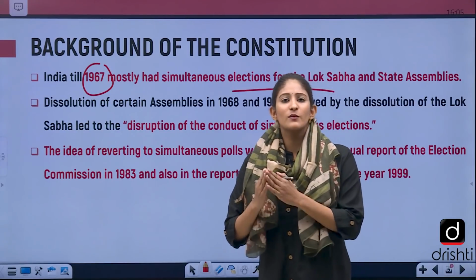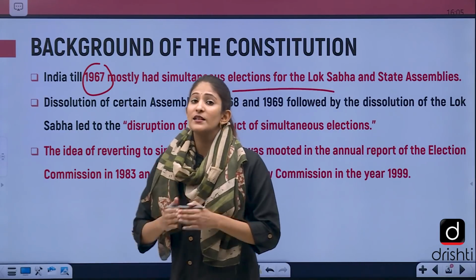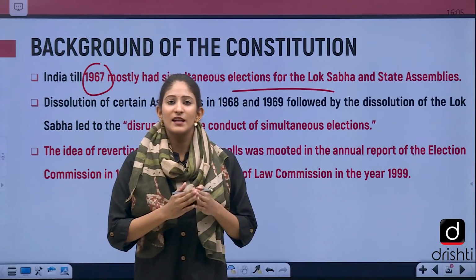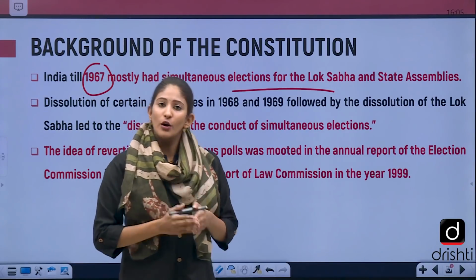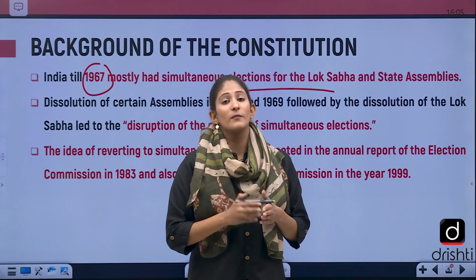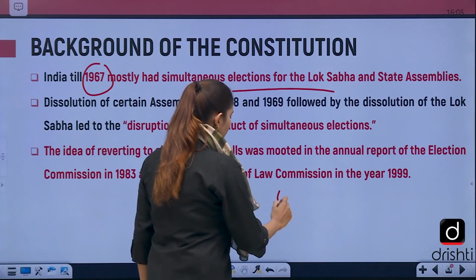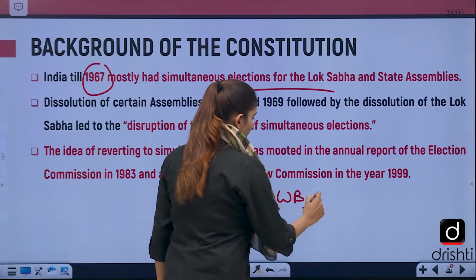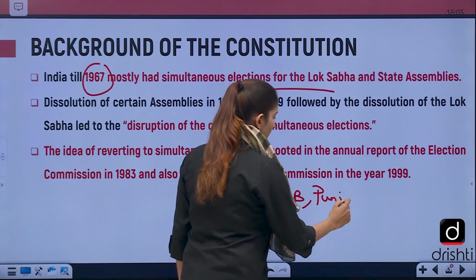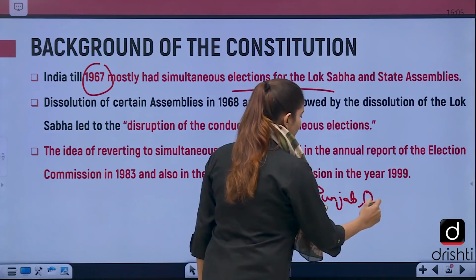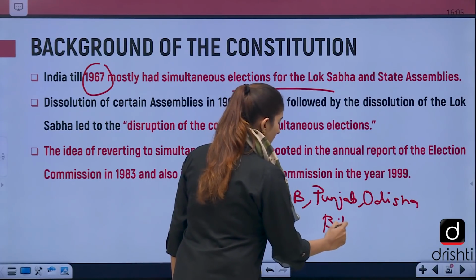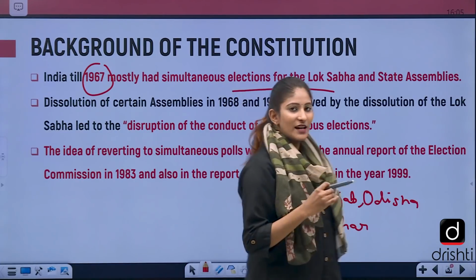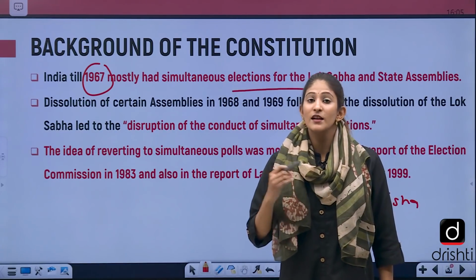Back then, Congress was the single largest party, but after 1967, things started to change when in certain states, non-Congress ministries started to form, such as West Bengal, Punjab, Odisha, Bihar, Madras. So in such states, Congress started losing its ground.